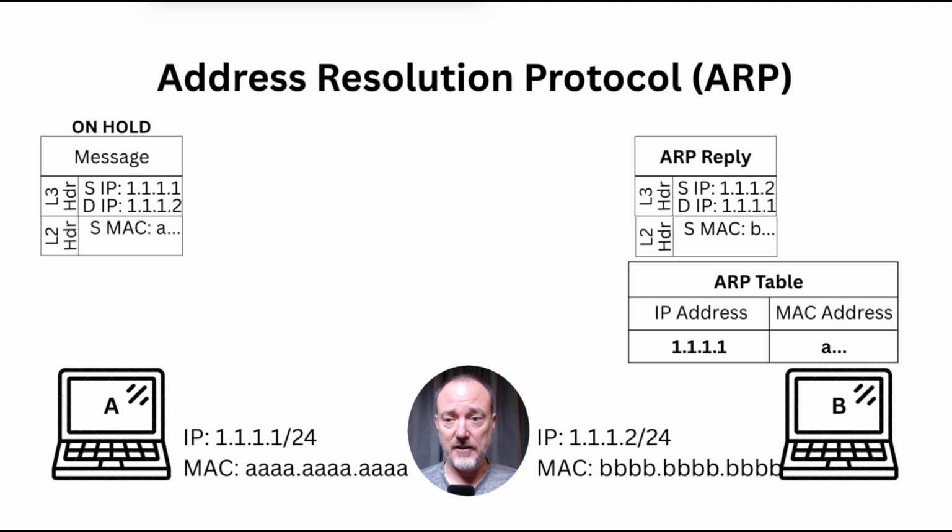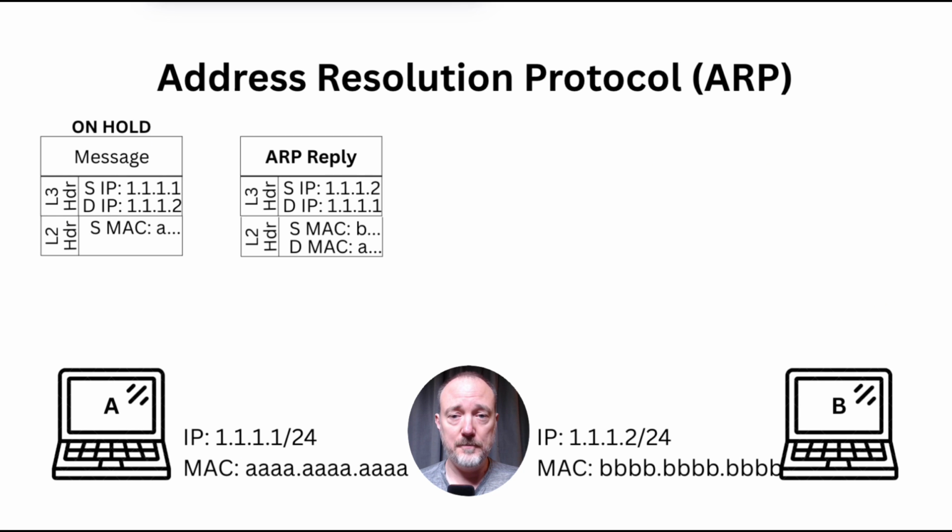And when it did that, it updated its ARP table. So PCB has a mapping in its ARP table that says IP address 1.1.1.1 is mapped to MAC address of all A's. So now PCB can put that into the layer 2 destination, and it has the information it needs for this ARP reply to send that back to PCA.